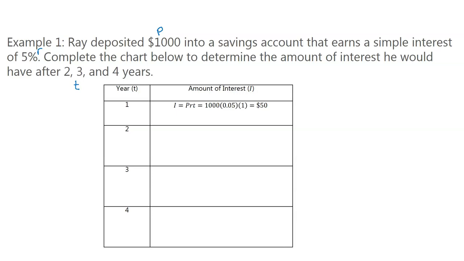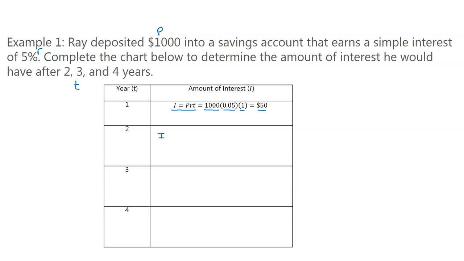So now we have already calculated the amount of interest earned after 1 year. So here's the formula. I equals P times R times T. We replace P with 1,000. R is 0.05 once we divide 5 by 100. And T is 1. So we get $50 after 1 year.